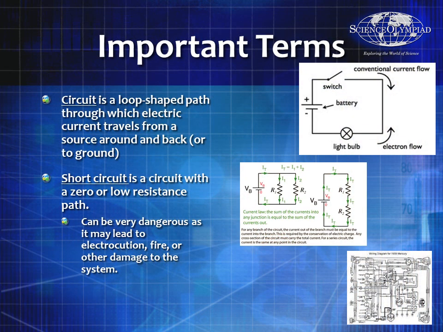We talked about how a circuit is a loop-shaped path through which electrical current travels from a source around and back to ground. A short circuit is a circuit with a zero or low resistance path. Please remember that a short circuit is very dangerous and can drain your batteries and even start a fire if it melts the wires.